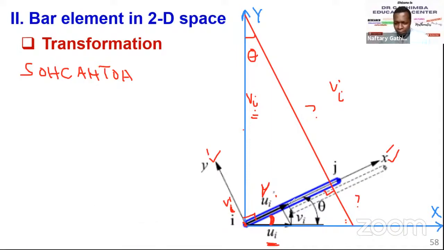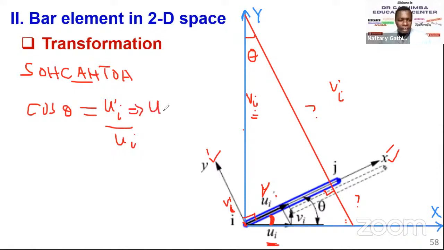I know the adjacent, I know the hypotenuse. So what do I need to use? Cos. So cos theta, in this case, is equal to adjacent, which is u prime i, over hypotenuse, which is ui. So in that case, I'll have u prime i, because we want to see the transformation, is equal to ui cos theta. Okay, so it means to move from the local coordinate system ui, I need to multiply with the cosine of this angle. I have resolved it along the horizontal axis.